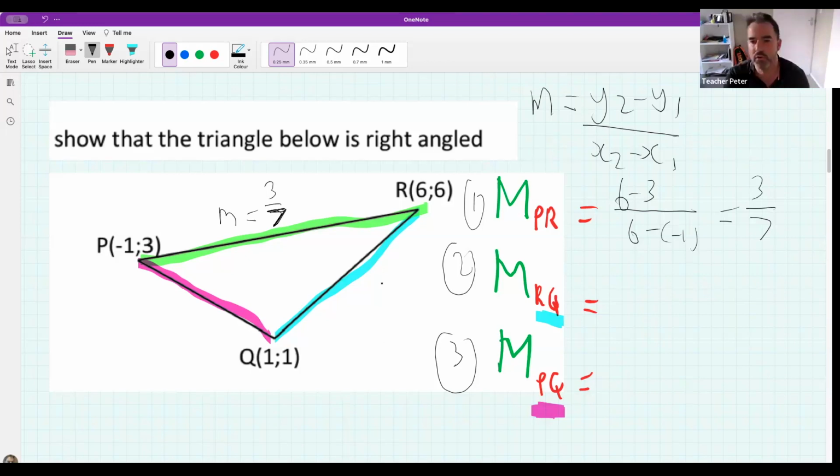Now, I want to know what is the gradient of the blue one? What is the gradient of the pink one? Over to you guys.